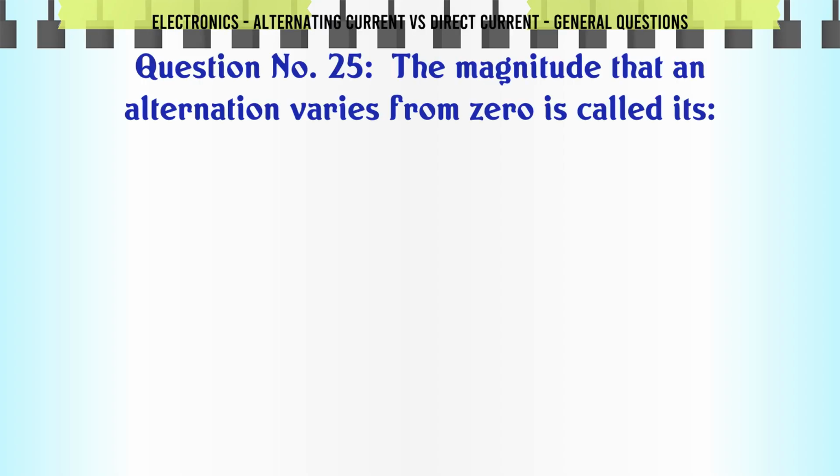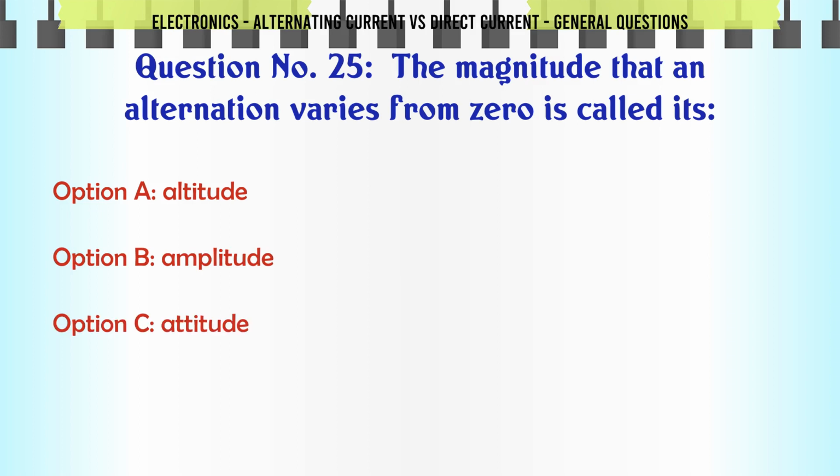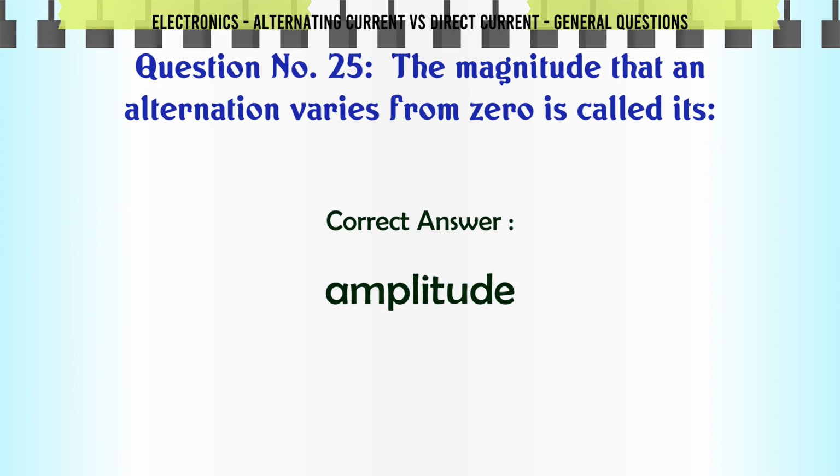The magnitude that an alternation varies from 0 is called its A. Altitude. B. Amplitude. C. Attitude. D. Polarity. The correct answer is amplitude.